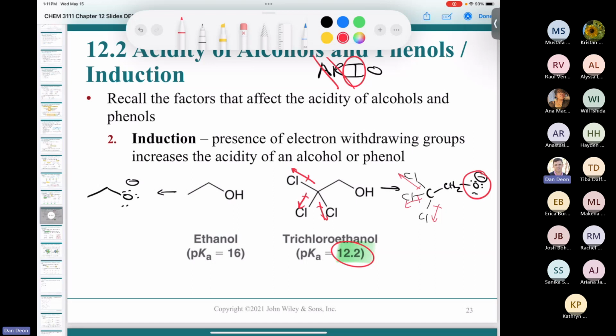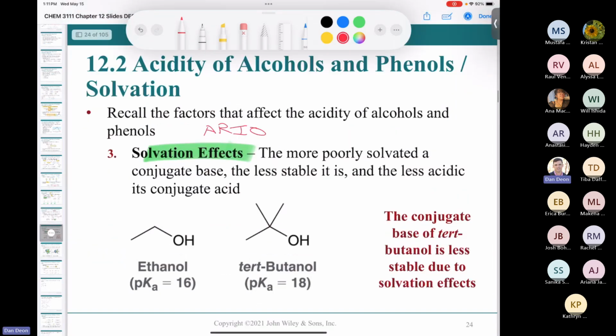That explains why trichloroethanol is more acidic than ethanol. Then we took a look at tert-butanol and ethanol. Now, this one's kind of tricky because it can't be explained using ARIO at all. You can't use atom, you can't use resonance, you can't use induction, and you can't use orbital. If you draw the conjugate base of ethanol, you get ethoxide. If you draw the conjugate base of tert-butanol, you get tert-butoxide. Again, the negative charge is on an oxygen in both cases, so you can't use atom. There are no resonance structures for either of these conjugate bases.